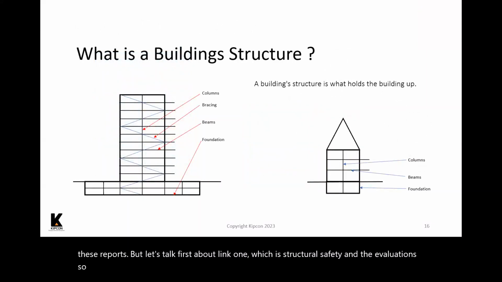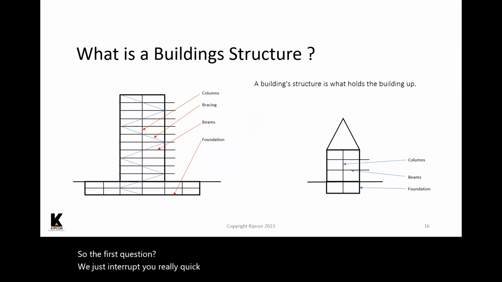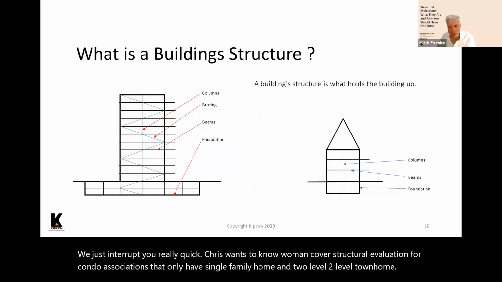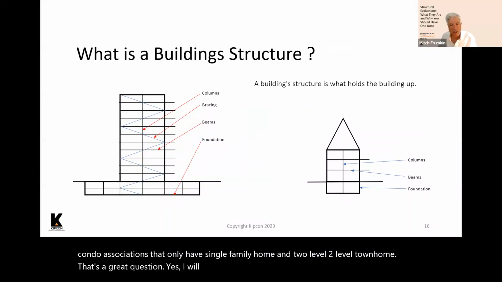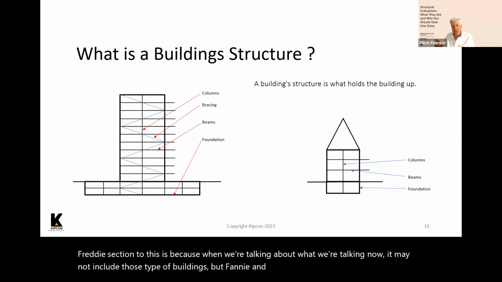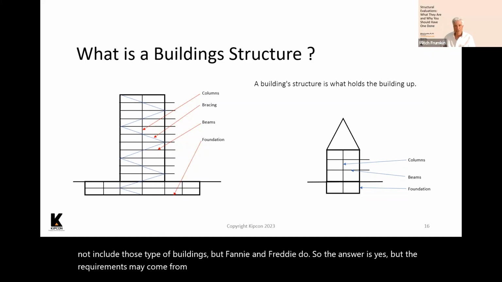Hey, Mitch, let me just interrupt you really quick. Chris wants to know, will Mitch cover structural evaluation for condo associations that only have single-family homes and two-level townhomes? That's a great question. Yes, I will. The reason I added the Fannie and Freddie section to this is because what we're talking about now may not include those types of buildings, but Fannie and Freddie do. So the answer is yes, but the requirements may come from a different place. I will get to that, but that's a good question.